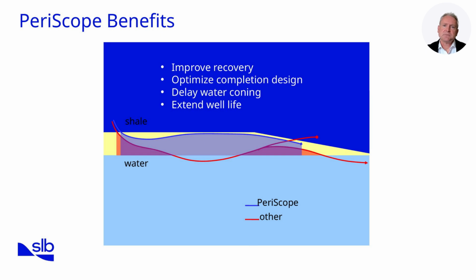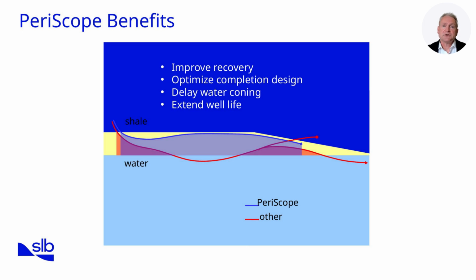By staying in the reservoir sweet spot, Periscope helps improve overall recovery factor. Longer, more consistent reservoir contact means a higher proportion of hydrocarbons can ultimately be produced. Accurate boundary mapping also supports optimized completion design. With reliable knowledge of top and bottom boundaries, operators can position perforations or inflow control devices precisely, ensuring uniform reservoir drainage. Another important benefit is delaying water coning.